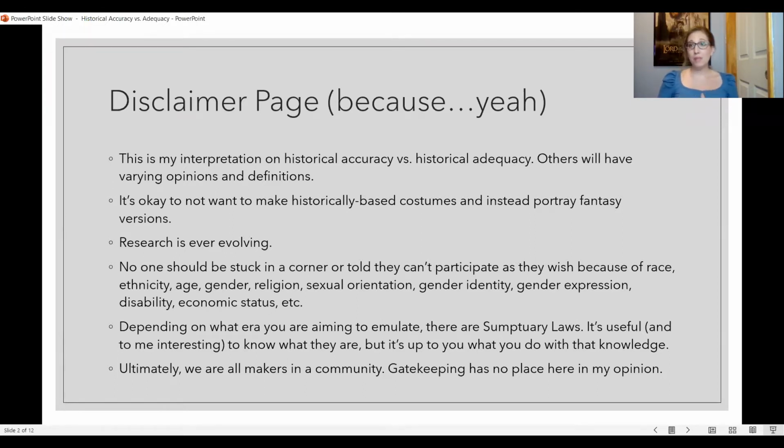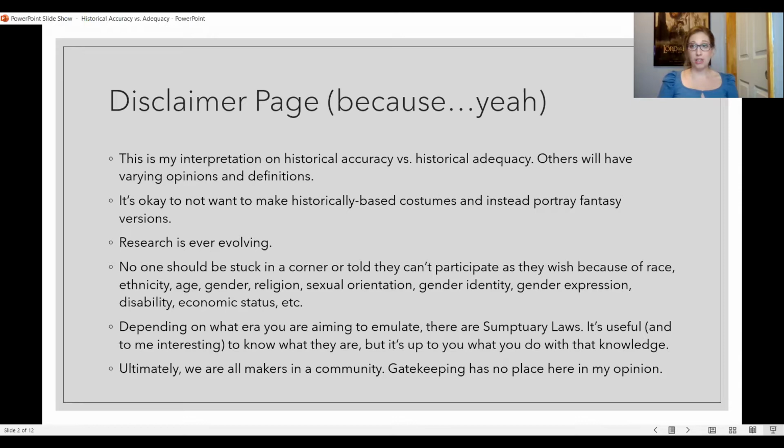But it's something to keep in mind when you're designing an outfit, how you want to use those sumptuary laws and if you do or don't want to follow them. So being aware of them is helpful. But ultimately, we're all makers in a community. Gatekeeping has no place here.